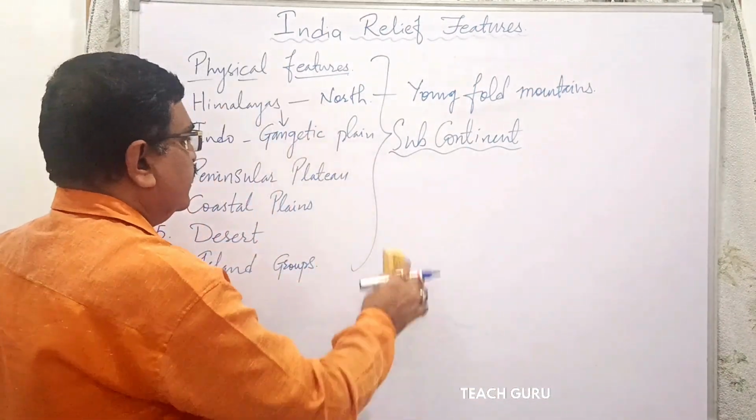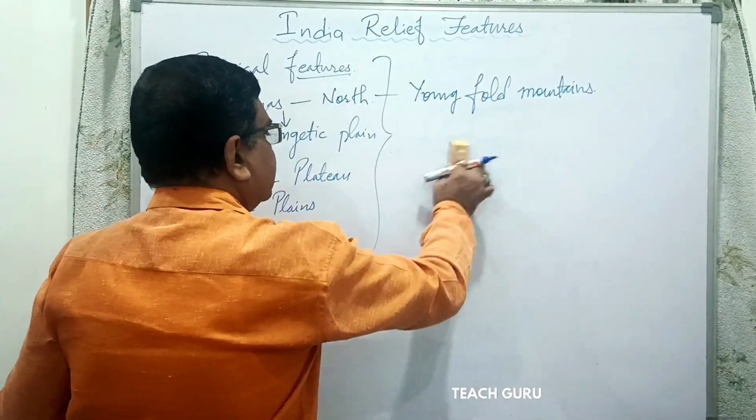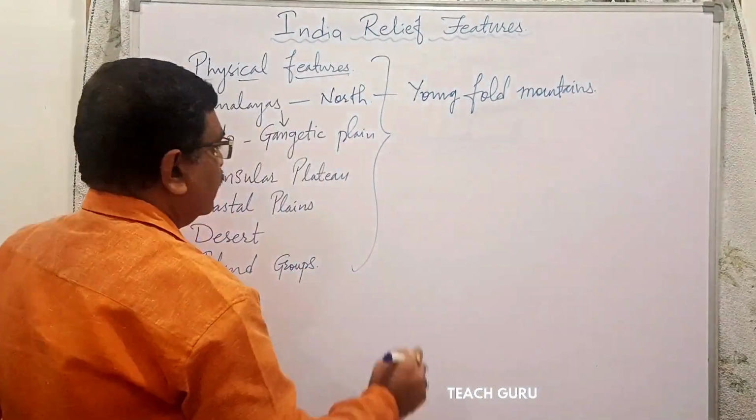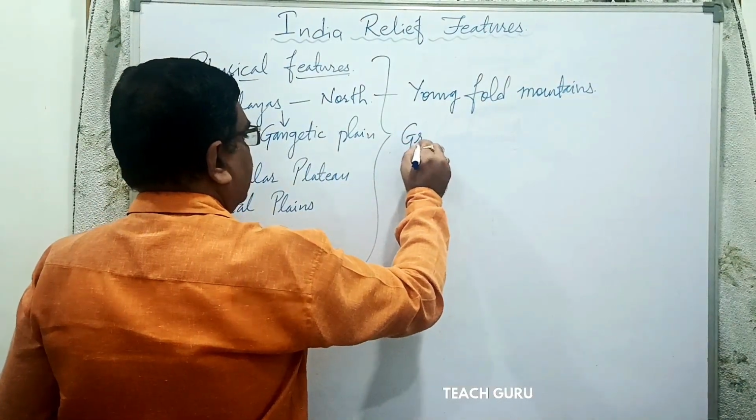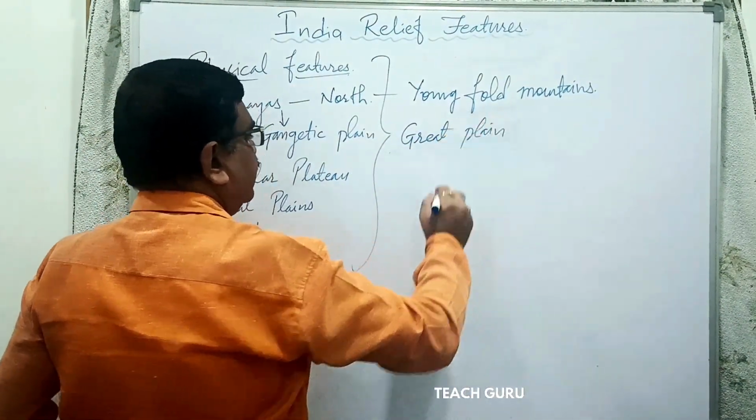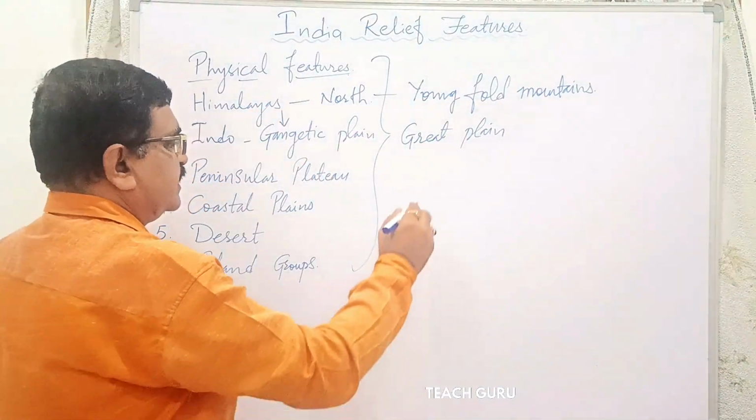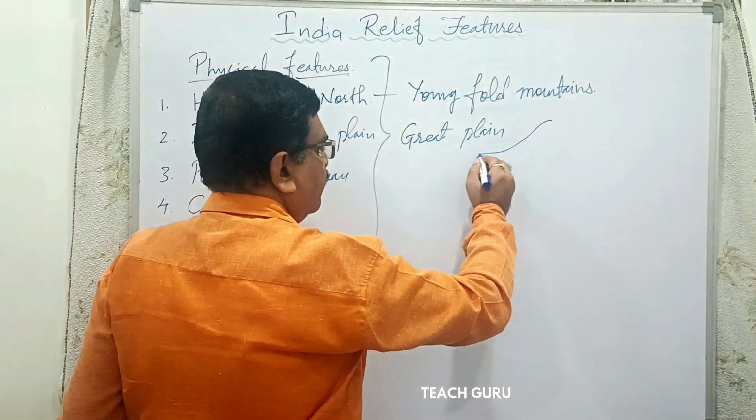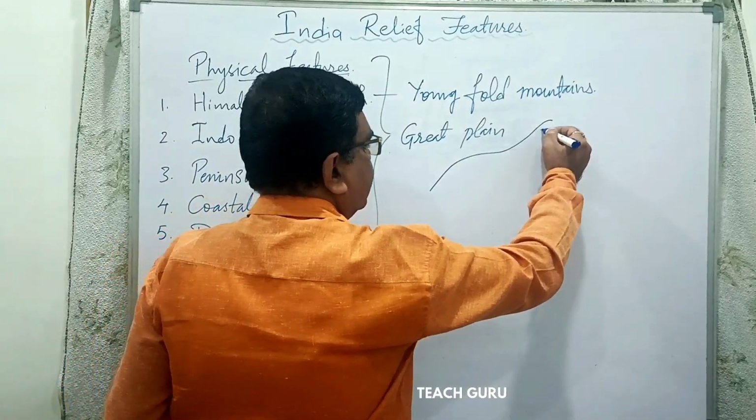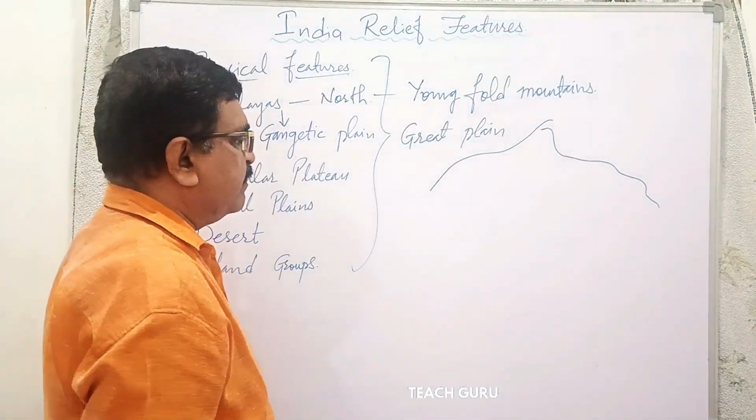Then south of the Himalayas is the Indo-Gangetic plain. This plain is also called the Great Plain. Why is it called the Great Plain, and why is it called the Indo-Gangetic plain? Because it is situated between the area of the river Indus and the river Ganges. That's why it is called the Indo-Gangetic plain.